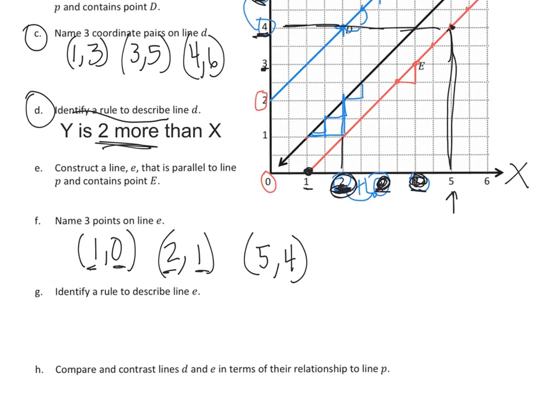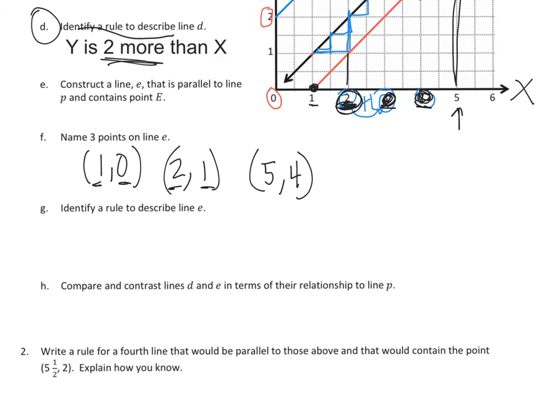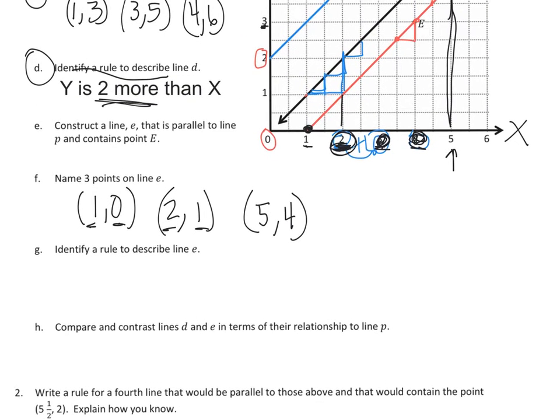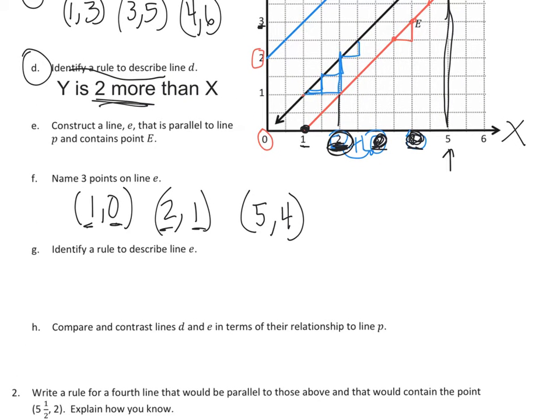So my last part of this G that I'm going to go through is identify the rule to describe line E. I'm going to say when I compare my x and my y, y is 1 less than x. So there's my rule right there.